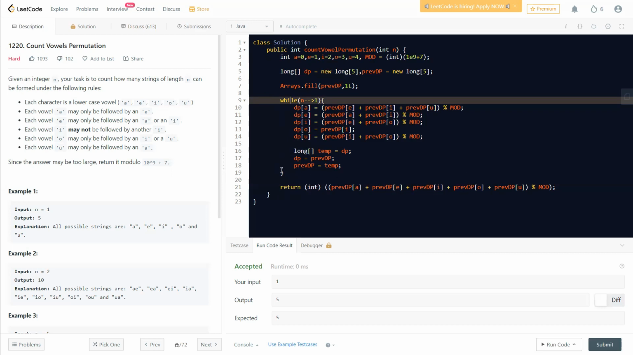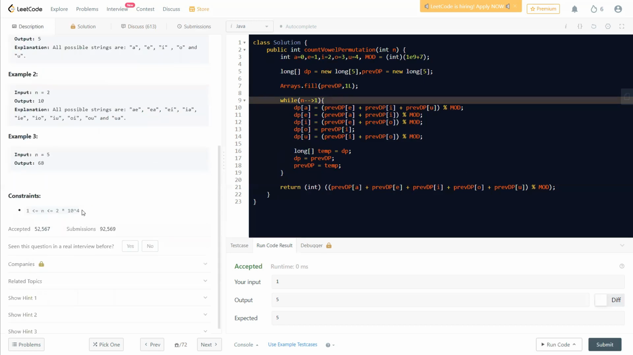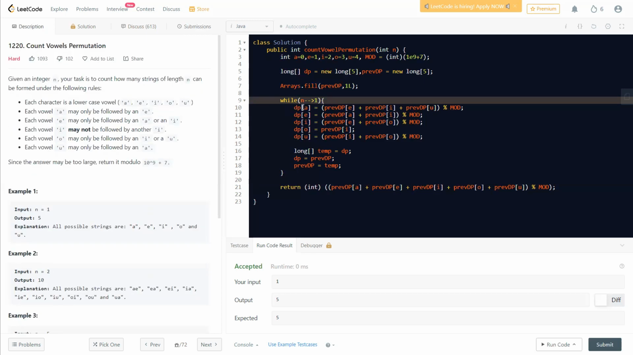Now, what exactly did we do within our while loop, from n equal to 2 till the maximum value of n that is possible, that is 2 into 10 to the power 4? For these large values, we take the current value of dp of a, e, i, o, u. This is the current dp, and for a it is the previous of e, i, and u. I showed you exactly those values that can be possible. For e, it is the summation of a and i. e can come after a, and e can come after i.